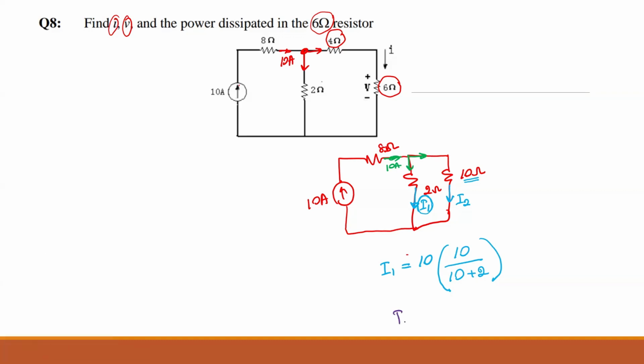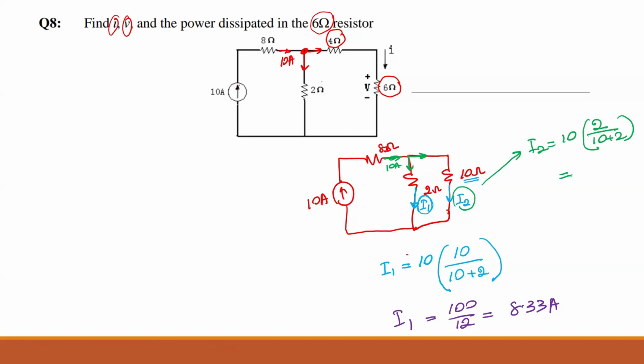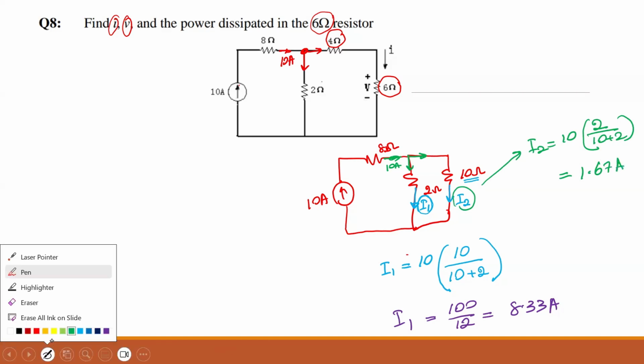So you can find I1, which is 100 divided by 12. Is that clear or not? Yep. So 100 divided by 12, 8.33. Okay, now what should be the I2? You can apply this same theory. I2 should be 10, the total current, times the opposite resistance, which is 2, divided by 10 plus 2. So that should be 20 divided by 12, which is equals to 1.67.